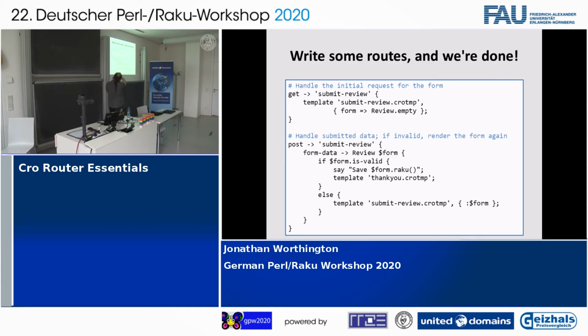In here, when we get a post of that, we say, please put the form data into here. What form data does is it actually looks at the signature of this and says, what is it expecting? Oh, it wants a review. Okay, let's try and make one based upon the form data that was submitted from the browser. We can then check if it's valid. If it is, we send the thank you template. If it's not, then we just send back the form again and say, okay, have another go. And because we validated it, it'll automatically have the validation errors in there as well.